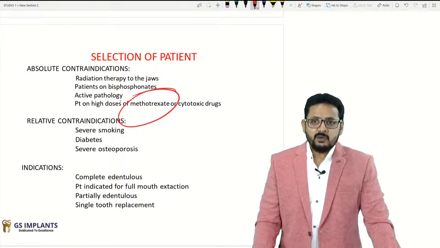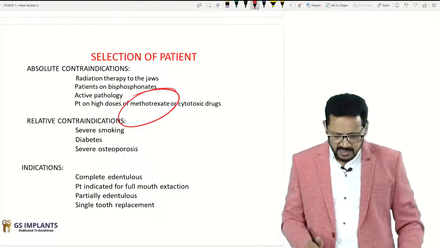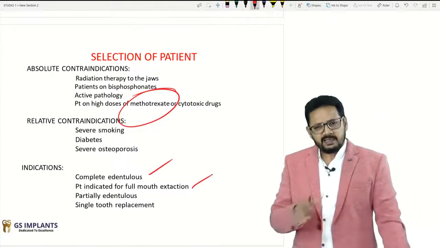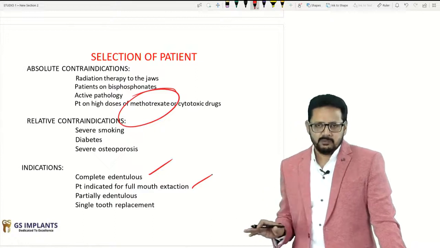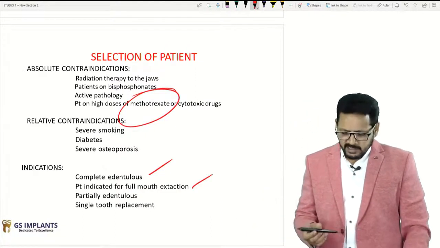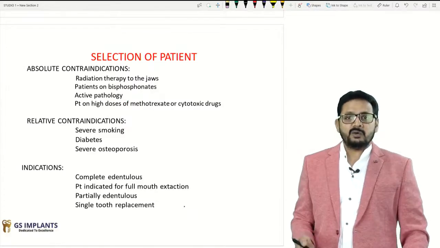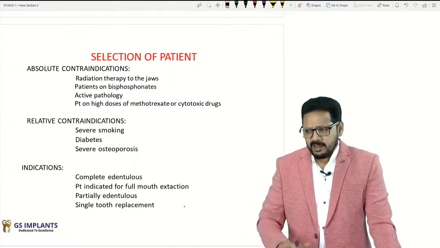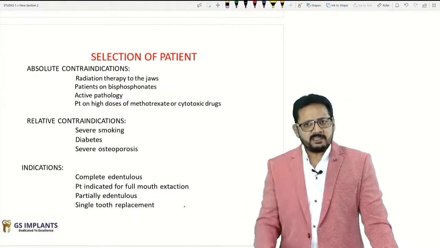And indications, you can do in most cases: complete edentulous, patients on full mouth extraction, partially edentulous, single tooth replacement. In any clinical case scenario, you can go for basal or bicortical implants. There is no hard and fast rule that single piece implants are restricted only to full mouth rehabilitation. No. In my own clinical practice, I have done so many single tooth replacements.